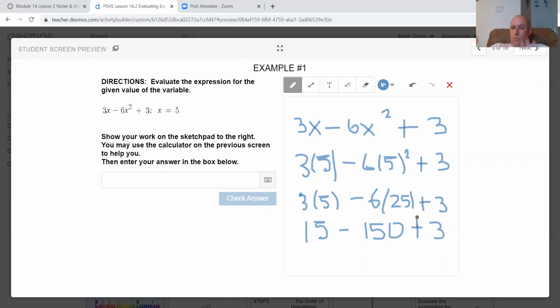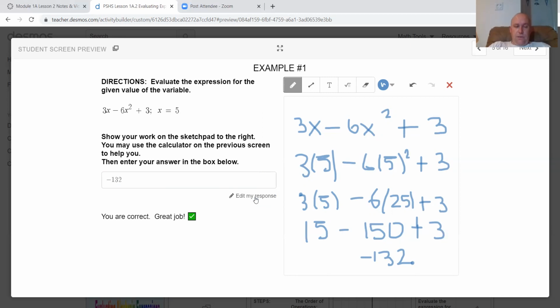Now, the last one is one where people can make mistakes. So if people think it's addition and then subtraction, they would do 150 add 3 is 153. And then 15 take away 153 is negative 138, where actually we're supposed to do them at the same time going left to right. So 15 take away 150 is negative 135, and add 3 is negative 132, not negative 138.